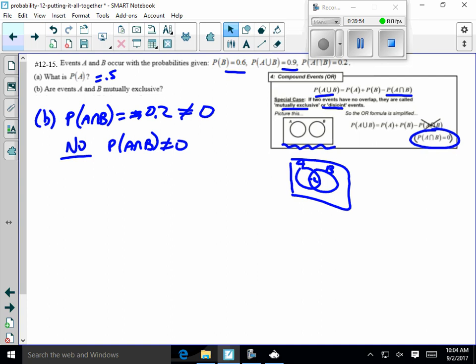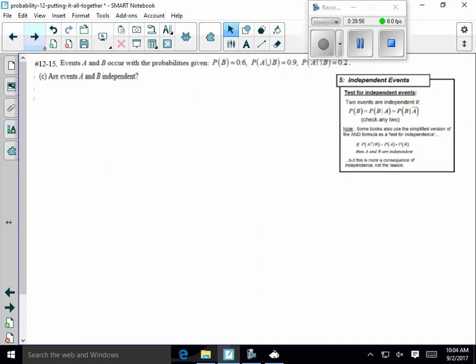Okay, let's look at part C. Part C says, are events independent? So if I look through my independence criteria, the thing that makes things independent, we already mentioned, is that you can check any two of these probabilities, like probability of B given A, probability of B given not A, and if any two don't match, then one probability is changing depending on the other, and it's not independent.